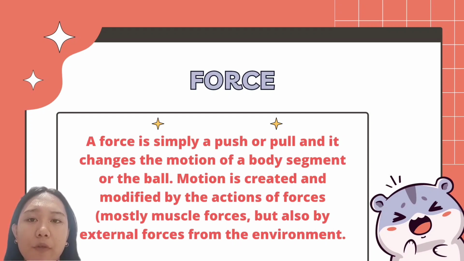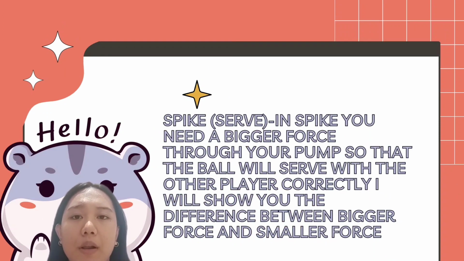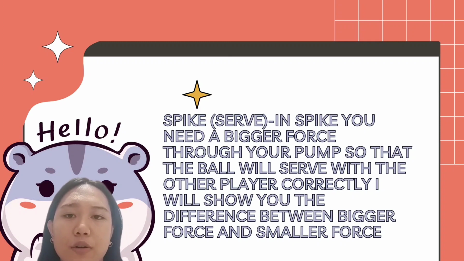Motion is created and modified by the action of forces, mostly muscle force but also external forces from the environment. Force in playing volleyball: spike, serve. In a spike, we need a bigger force through your palm to the ball, which serves to the other player correctly. I will show you the difference between bigger force and smaller force.